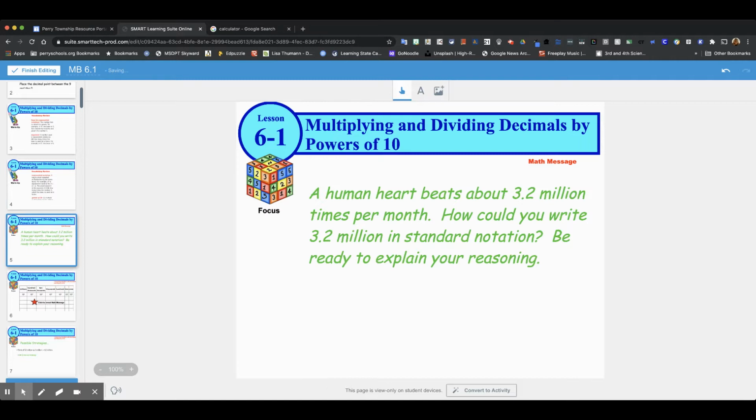So let's do this math message here. A human heart beats about 3.2, or 3 2/10, million times per month. How can you write 3.2 million in standard notation? Think about that here. So standard's the key here. Right here, we have 3.2 million. How can you write it in standard notation? Something to think about there.